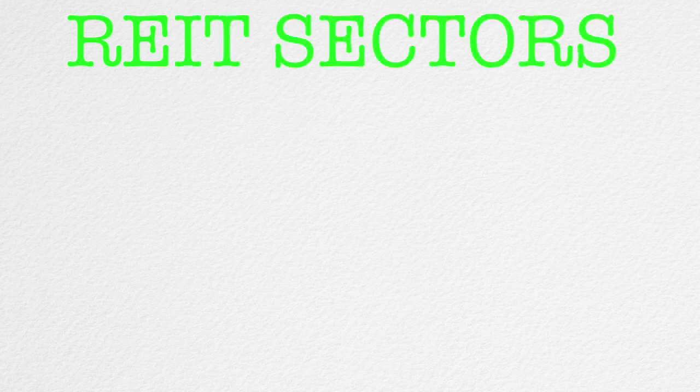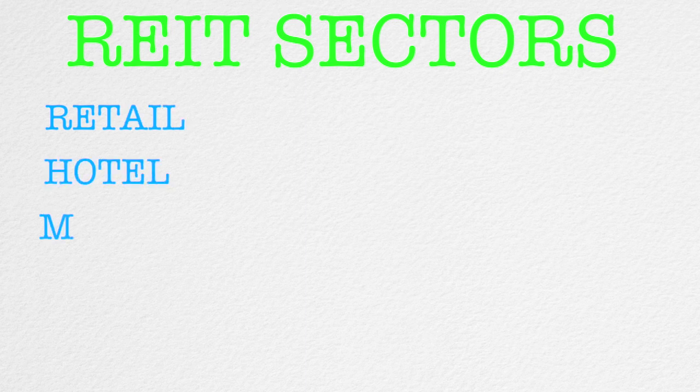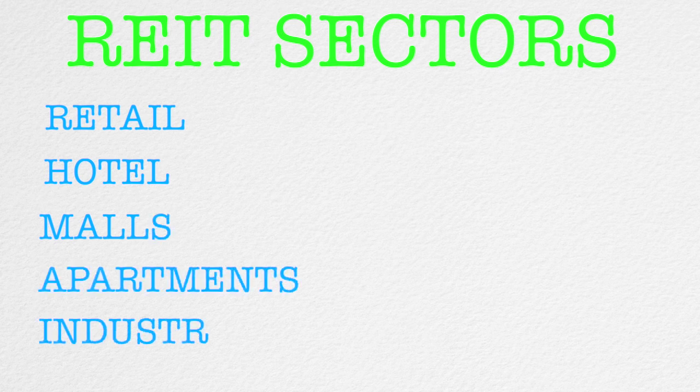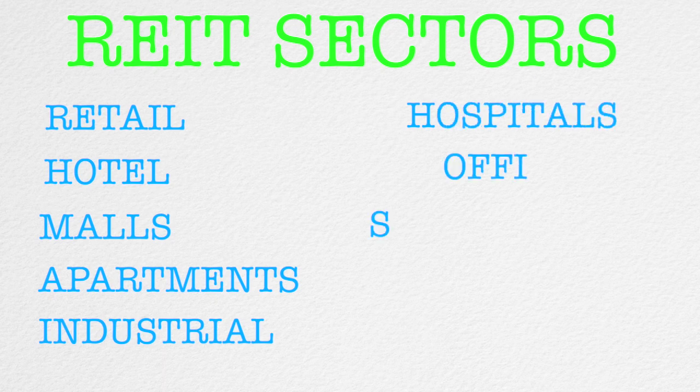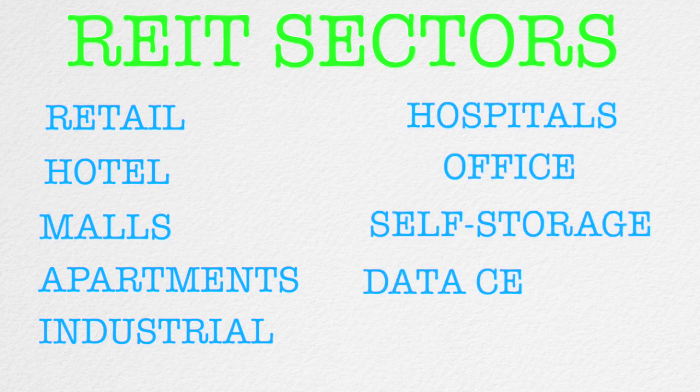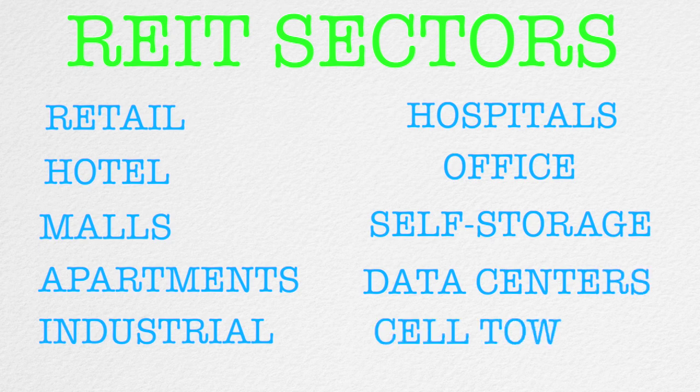Now, when you think of REITs, they're a great way to diversify your portfolio. You can go out and buy a company that owns hundreds and thousands of real estate properties. In fact, REITs own properties in 12 different sectors. Let's take a look at some of those. You can buy REITs that have retail exposure. Those could be your average strip mall. You could buy REITs that have hotel exposure or malls, apartment buildings, industrial, hospitals, office REITs, self-storage, which is one of my favorite sectors, data centers, which has been a strong sector within REITs, and even cell towers.